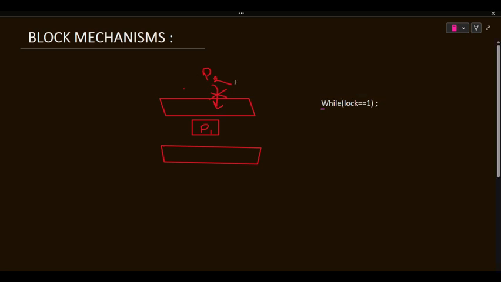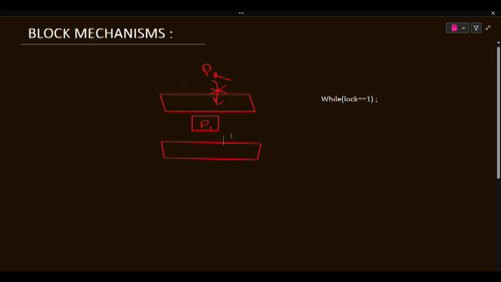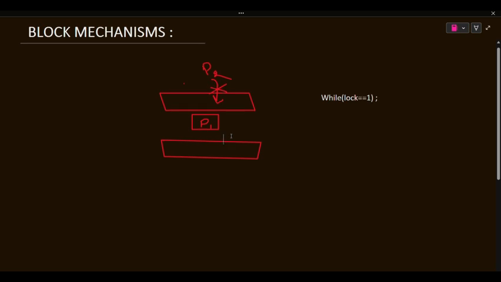For example, in this case, P2 will be sent into a sleeping queue, and once the process P1 completes its critical section, it exits from the exit section and wakes up the process P2, removing P2 from the sleep queue to the ready queue, so that the process P2 can enter into the critical section now. So this is the main idea of these block mechanisms.